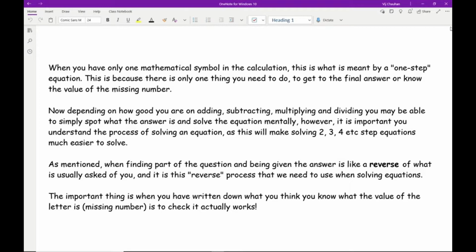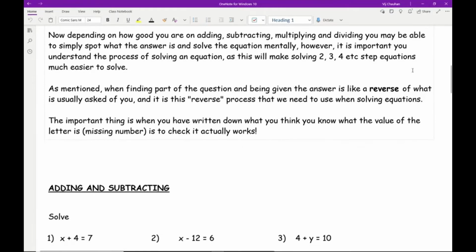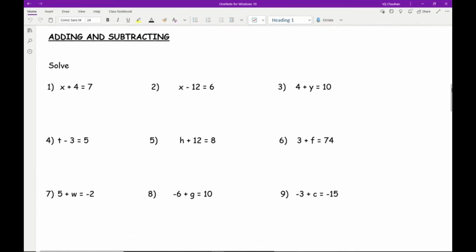The important thing, once you have written down what you think the value of the letter or the missing number is going to be, is that you check your answer to see if it actually works. So let's have a look at some examples.